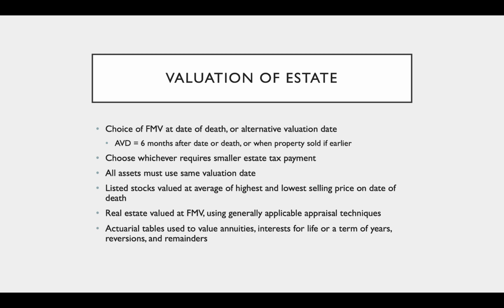Listed stocks are going to be valued at the average of the highest and lowest selling price on the date of death. Real estate is valued at the fair market value using generally applicable appraisal techniques at the date of death or the alternative valuation date. And then actuarial tables are going to be used to value annuities, interest for life or for a term of years, reversions, and remainders.